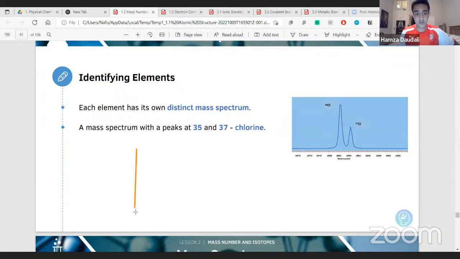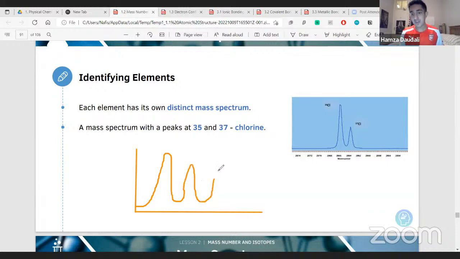They would. So if you've got a sample of diatomic chlorine passed through, you would have a peak at 70, a peak at 72, and a peak at 74.